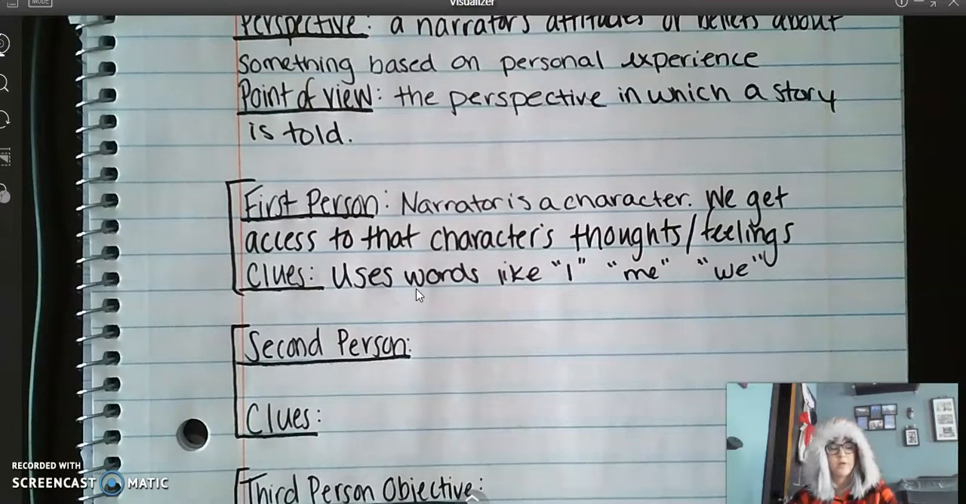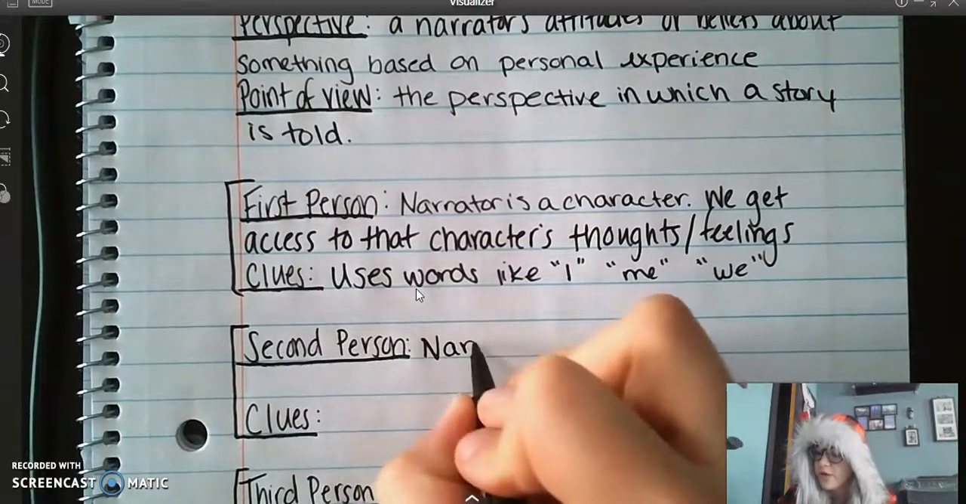Okay? Second person is weird. It is super, super weird. So the narrator makes you a character.